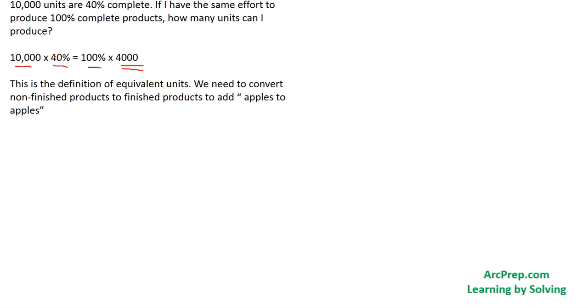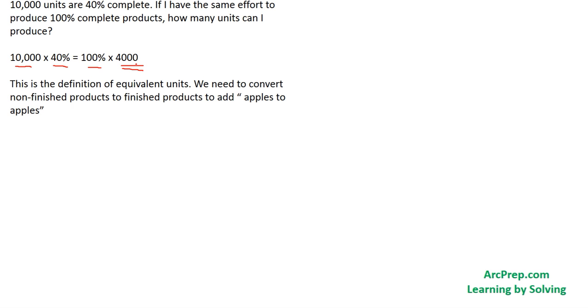Because I cannot add a 40% complete unit to a 100% complete unit. All I can do is add 100% complete units to other 100% complete units. So that's what we are going to use, and the basic idea of equivalent units is right here. If something is 40% complete, 10,000 units, then it also means that I can use the same effort to make 100% complete units for 4,000.